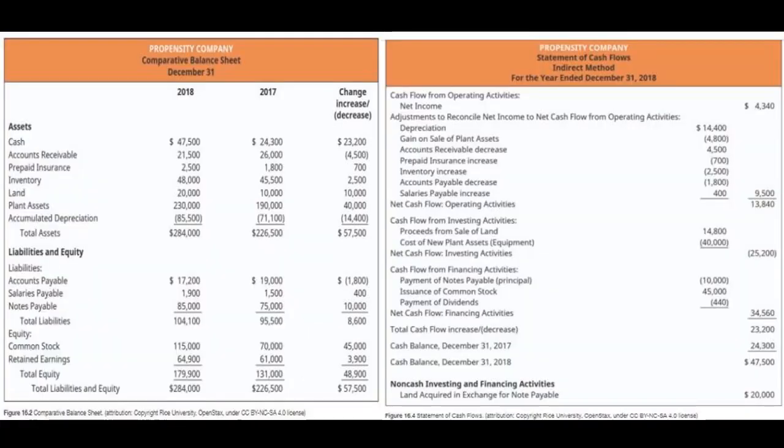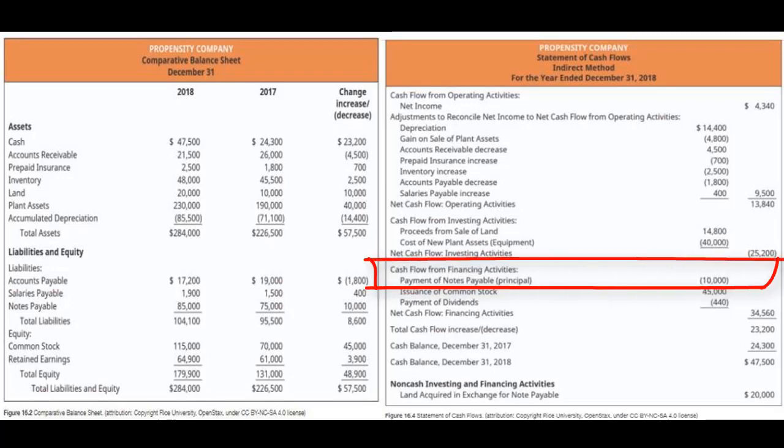What do I mean by that? Well, let's go to 16.2. Remember how we said that notes payable increased by $10,000? Well, now let's go down to 16.4. If we look at the first line of the cash flow from financing activities section, there's the $10,000, payment of notes payable.